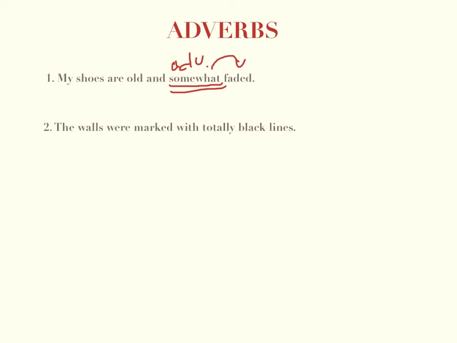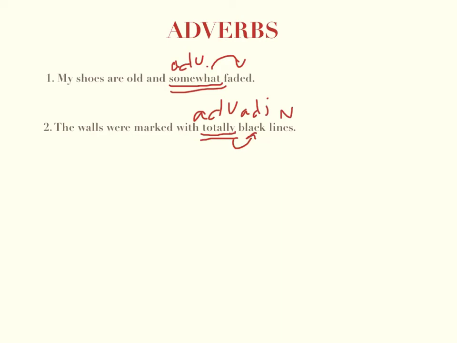Next sentence, the walls were marked with totally black lines. All right, good. Our adverb in this sentence is totally, one of those easy adverbs that end in ly. And this is an adverb that's modifying an adjective, black. All right, black is an adjective because it's modifying lines, which is a noun. All right, so totally is our adverb. If you got that right, then great job.